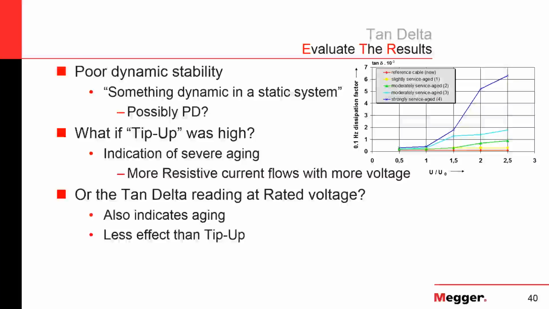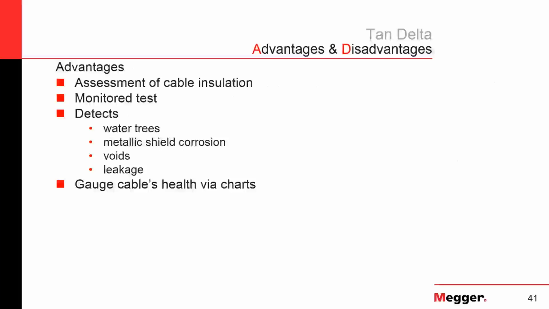Or if the tan delta reading at rated voltage increases, that also indicates aging, but there's less of an effect there, as you can see from the chart, than the tip-up measurements. So tip-up is often the most telling tan delta result.